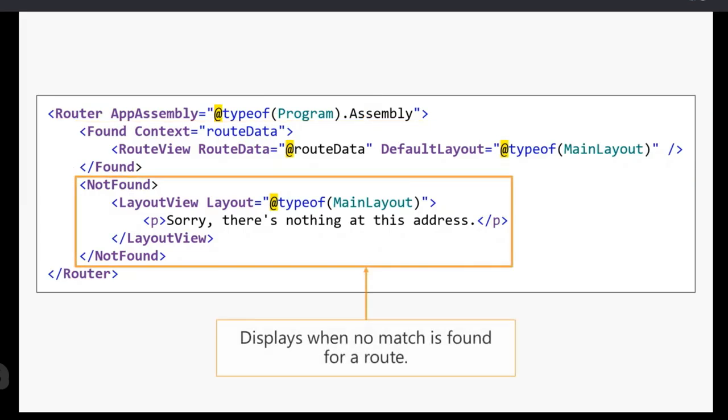And then the final piece of the jigsaw is the not found template. This is what Blazor uses when it can't find a route match in its routing table. The default setup is to use a layout view component. That's a simple component that allows us, again, to specify a layout to use. And then whatever the child content is of that layout view will be displayed within that layout. So by default, it's this p tag with the message, sorry, there's nothing at this address. Now, again, this is all customizable. You can change the content of the layout view, you could remove the layout view entirely and put your own component in there. It's completely up to you.